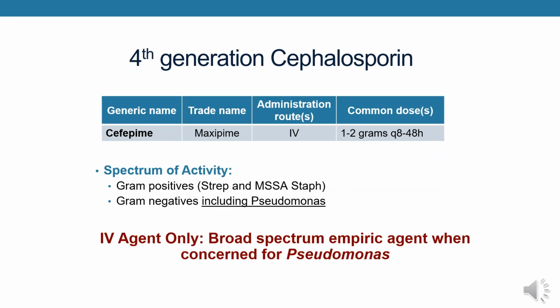The fourth generation cephalosporins go all the way to the negative end of the spectrum. They still cover gram-positives like strep and MSSA, not as well as cefazolin, but they do cover it. It adds, however, great gram-negative coverage like Pseudomonas. This is an IV agent only, cefepime, and it's usually used for broad spectrum antibiotic use when Pseudomonas is concerned.